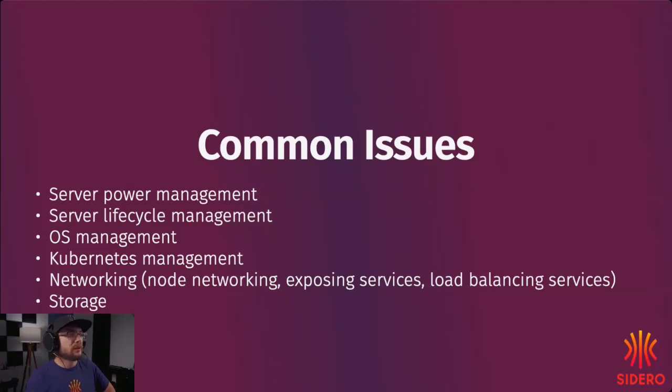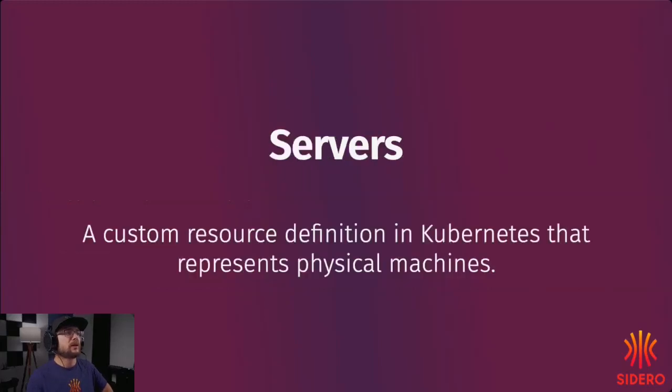Common things also we see are in the networking space. So node networking, how do I configure my node to be reachable from the outside world? Exposing services from Kubernetes to the outside world. Load balancing services. How do we do this? And then finally, storage. This is a common need when you're running stateful applications, obviously. And so let's just start off with talking about a few definitions before we dive into things.